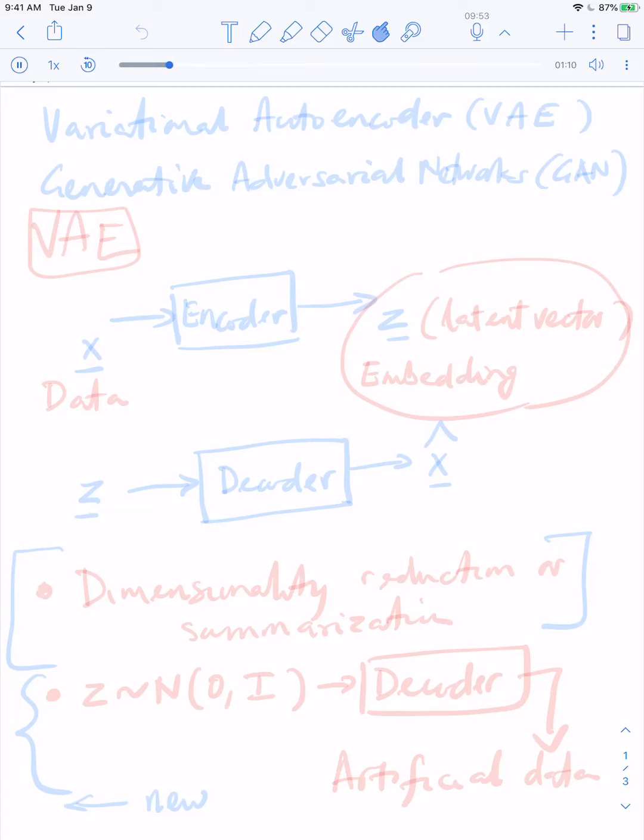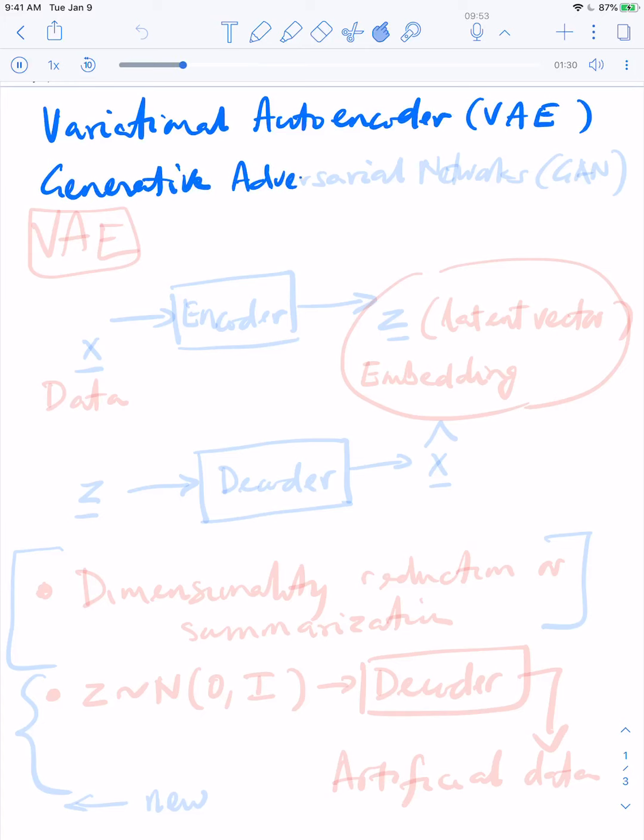The first one is the variational autoencoder, or VAE. The second one is generative adversarial networks. That's GAN.